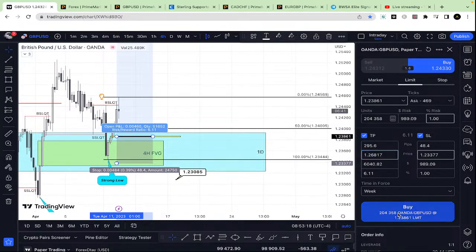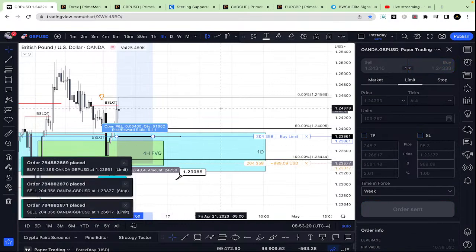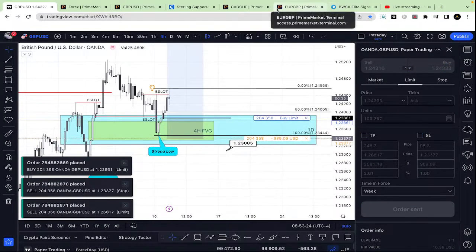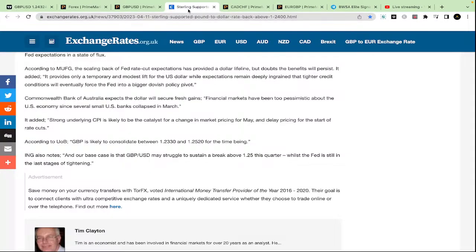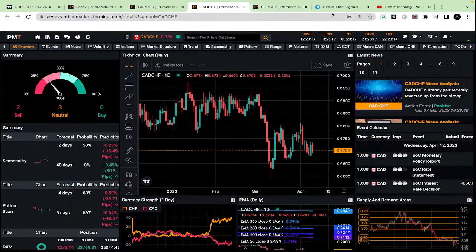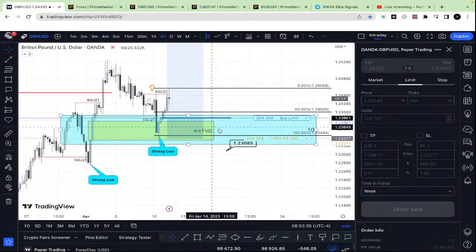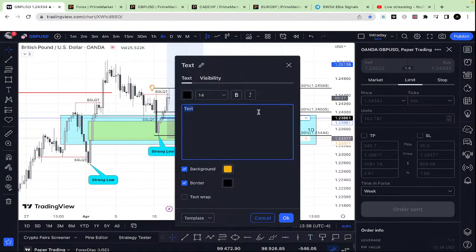So we got the buy limit right here, and I can confidently call that buy limit because of the context and confluence that we have on this trade, as well as fundamentals. So I'm gonna close this, and we're gonna go GBP USD real quick. Let me just type it here, a little easier to copy and paste. GBP USD.